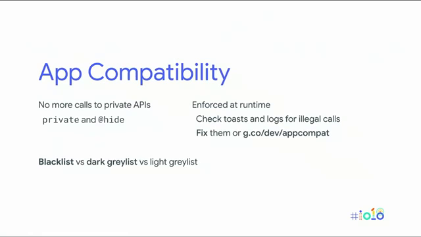We have three types of lists. I won't go into too much detail here, but basically if an API falls in the blacklist, you will not be able to call it ever. I'm not sure if we have anything in the blacklist right now, but those will evolve over time. So again, let us know what APIs you need.